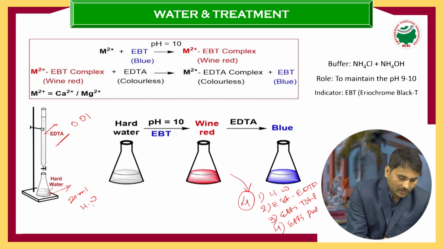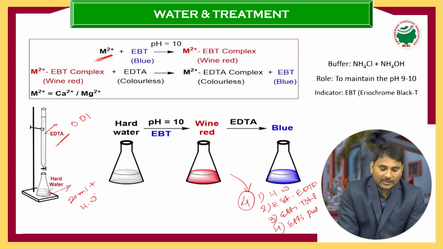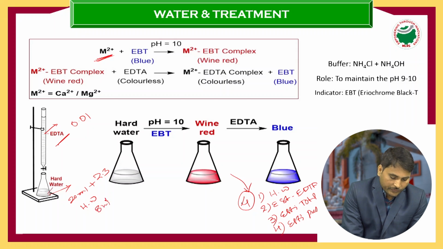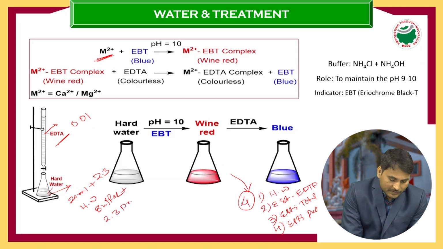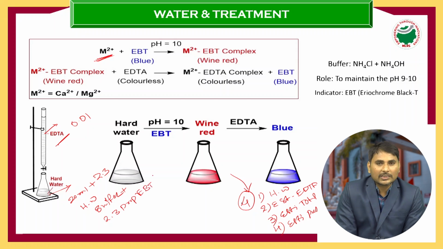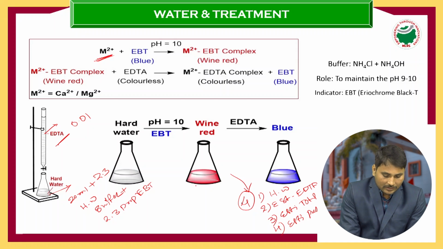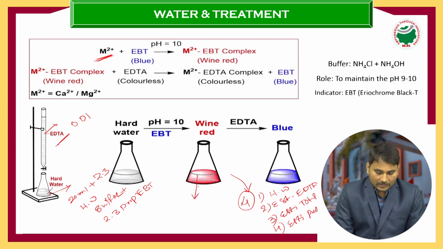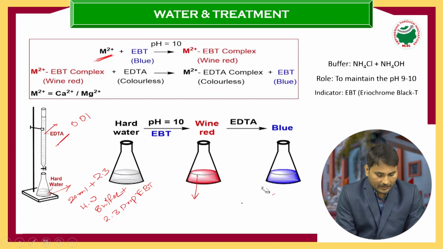The 20 ml of the hard water we are expressing in the form of presence of metal. Metal is present in that water. Again, to this 20 ml water, we are adding 2 to 3 ml of the buffer solution, and along with 2 to 3 drops of the indicator, that is EBT indicator. When these 3 chemicals are added to the conical flask, it turns to the wine red color. This diagram is showing that wine red color.